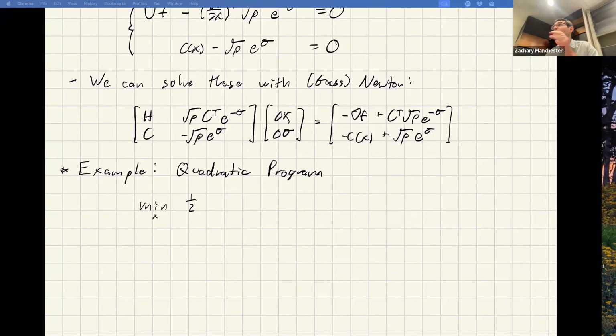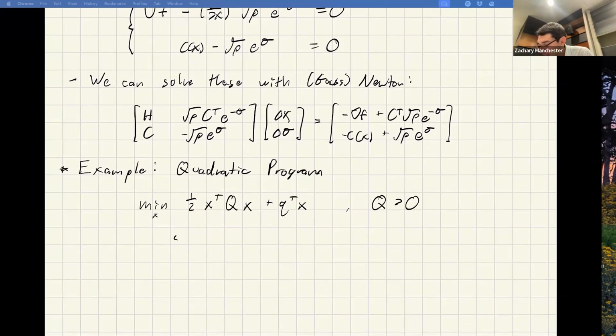On the first homework, you guys are going to write a QP solver this way, and I'm going to give you a little bootstrapping. So a quadratic program is a quadratic objective, and in order for this to be convex, Q has to be positive definite. And then we can have, in general, linear inequality constraints, Ax greater than or equal to b, and equality constraints.